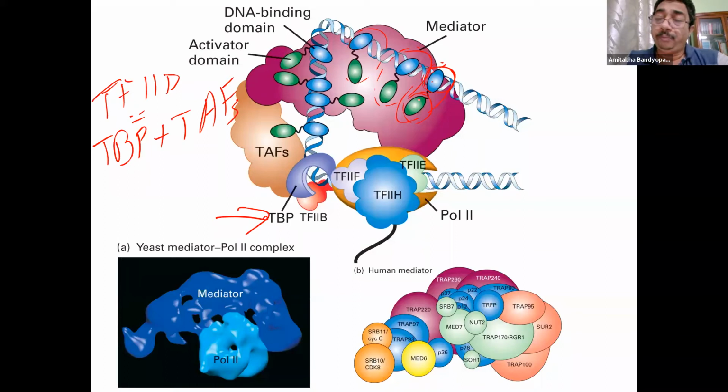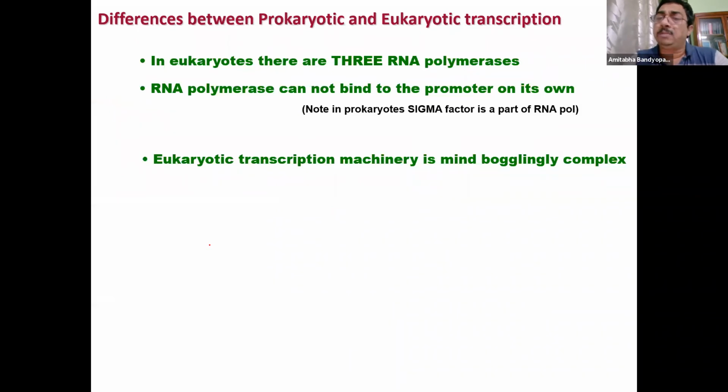So you see that this is the RNA pol 2 and this is the mediator complex that interacts with it. This is the yeast mediator complex. The human mediator complex is also very, very complex. There are way too many subunits. Some of these mediator subunits have properties of chemical modification of the chromatin. Some of them interact with the RNA pol 2, some with general transcription factors, some with tissue-specific transcription factors, and so on and so forth. So the eukaryotic transcription machinery, therefore, is mind-bogglingly complex.